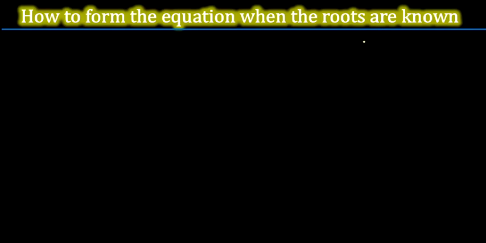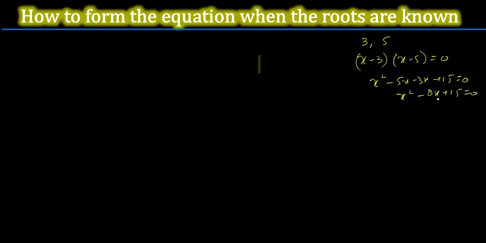Now another important thing, sometimes the roots are given. For example, we have the equation with roots 3 and 5. If I go backward, I can write the factors x minus 3, x minus 5 is equal to 0, because I can get the same roots. If I multiply them, I get x square minus 5x minus 3x plus 15, and similarly you get the equation. So please learn this technique as well.